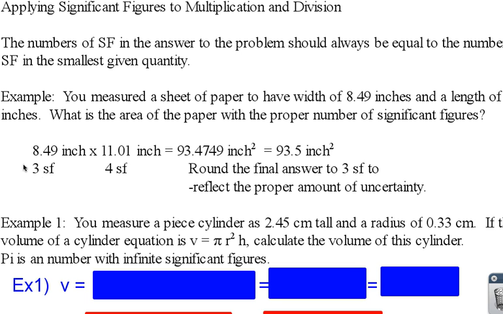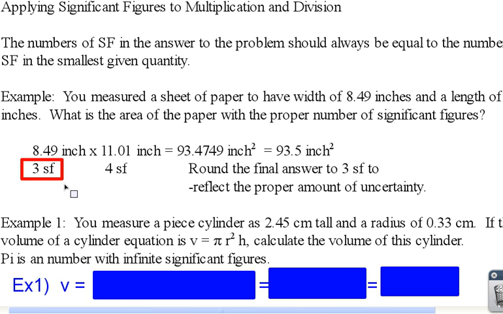So we're going to look back at these two numbers and pick the lesser value, which would be the 3 sig figs, and we're going to round our final answer to only show the first 3 sig figs. So 93.4, and then with the 7, we're going to have to round the 7 up and turn that into 93.5.